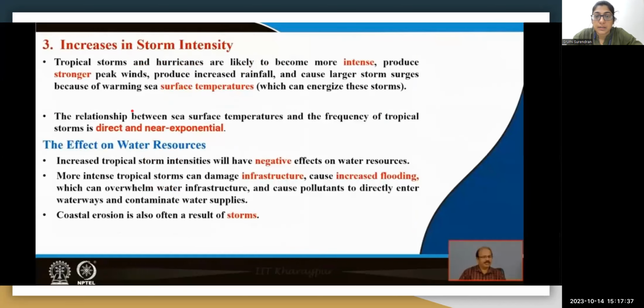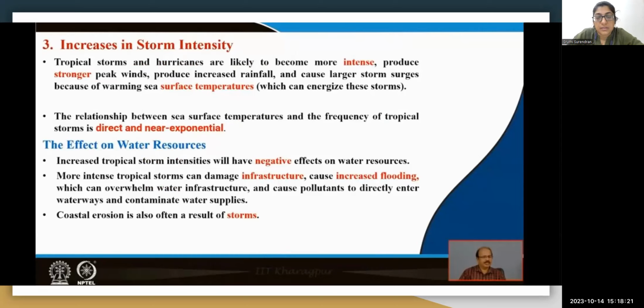Now, climate change and global warming are going to increase the storm intensity also, because the sea surface temperature and the frequency of tropical storms are directly related, and it has almost an exponential relation with the temperature. So as the sea surface temperature increases, the frequency of occurrence of these tropical storms also increases. Again, the impact of these increased storm intensities on water resources is similar to the problems of precipitation. The increased flooding is there.